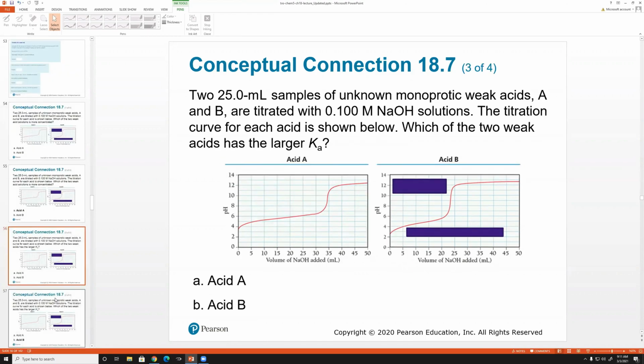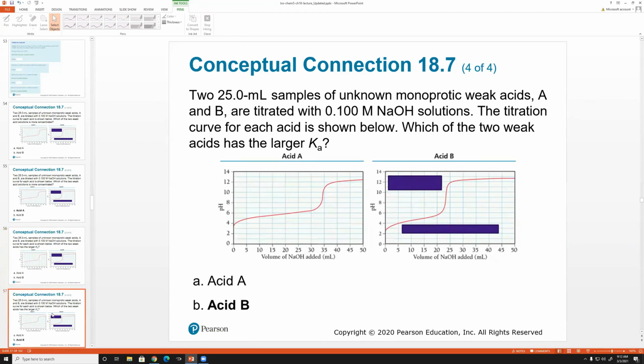Next one, which of the two weak acids has a larger Ka? A large Ka means a larger amount of dissociation. So which one's stronger is basically what it's asking. Whichever one's stronger, if we have the same amount, the one with the lower pH initially is going to be the one that's stronger, right? Because there's more dissociation, and dissociation is marked by a larger Ka. So that would be acid B.